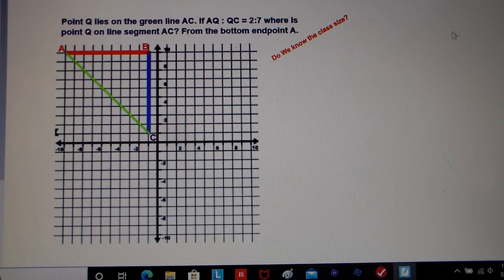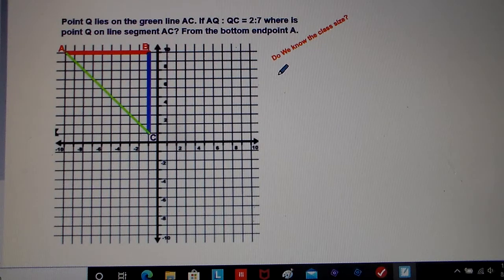So we've got the same situation going on here. Point Q lies on the green line. So this random point Q that we're going to try to find falls somewhere on line segment AC. If AQ to QC is the ratio of 2 to 7, where is point Q on the line segment AC? So the ratio 2 to 7 is the information that we need as of right now.